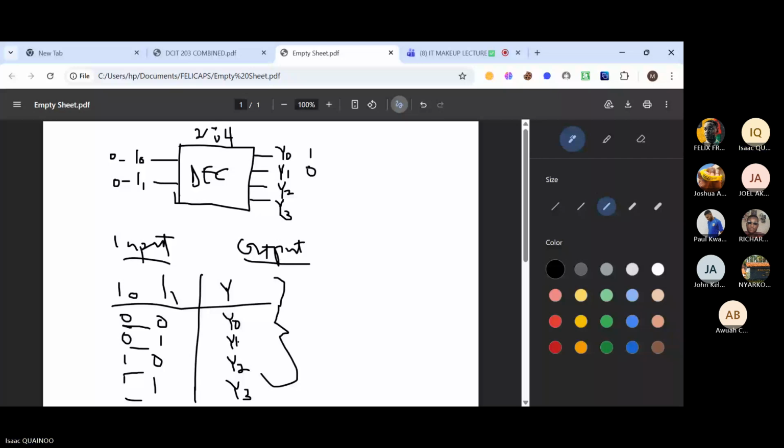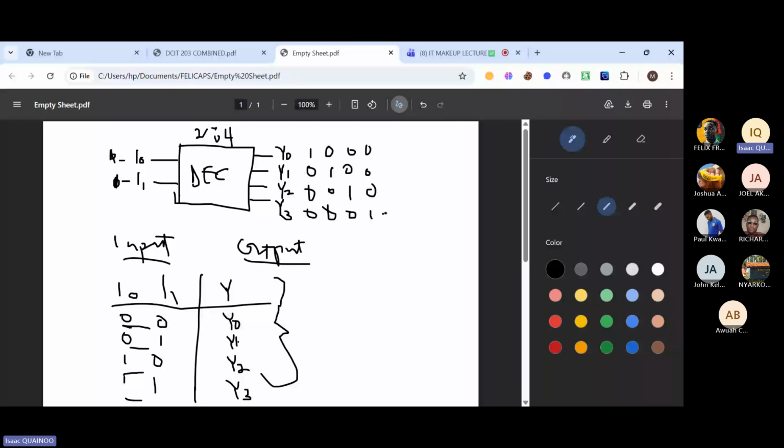If our input is 0 1, then we said only Y1 will be high, right? Everything else is going to be 0. If our input is 1 0, then we know that corresponds to 2, right? So only Y2 will be high. Everything else will be 0. And then if our input corresponds to 1 1, we know 1 1 is 3, right? So only our Y3 will be high. Everything else will be low. So we established this concept when we were looking at multiplexers and decoders.